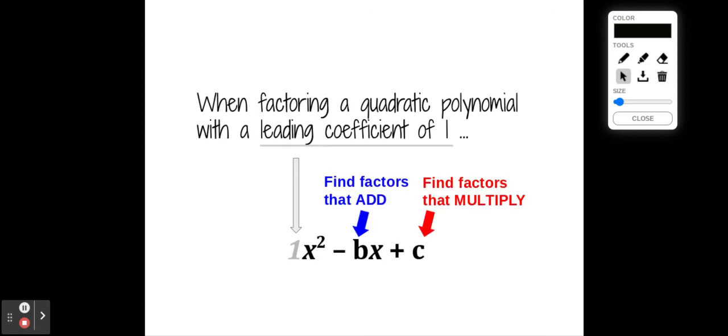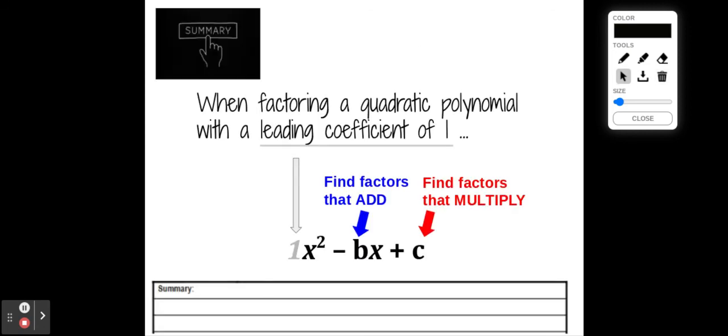Okay, went backward there. All right, go ahead to your summary. So when we're factoring a quadratic polynomial with a leading coefficient of 1, you'll see the arrow there pointing to the 1, all you're doing is finding factors that multiply to the last term, but also add to the middle term. And that's how you factor this type of quadratic polynomial.